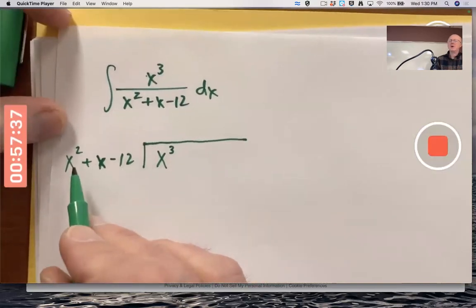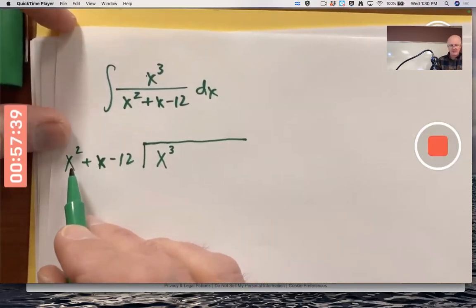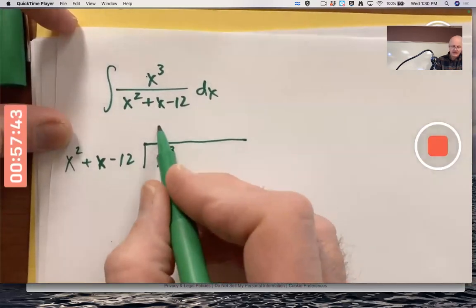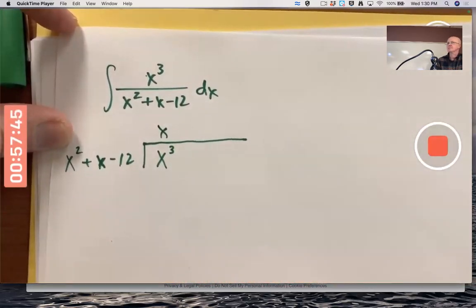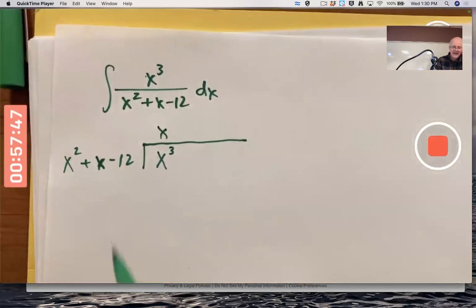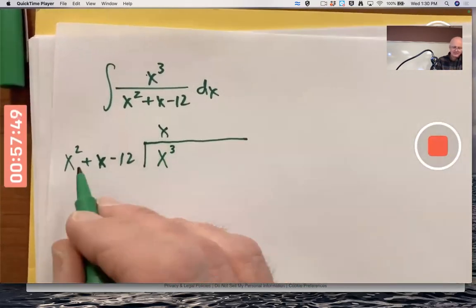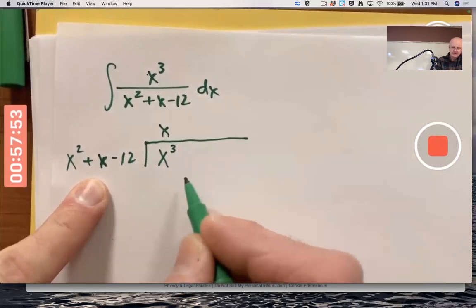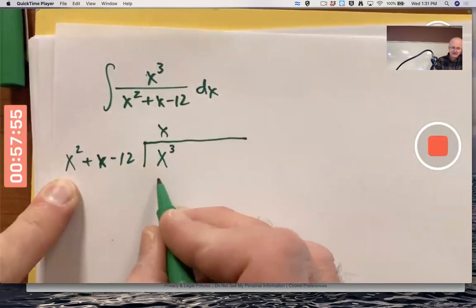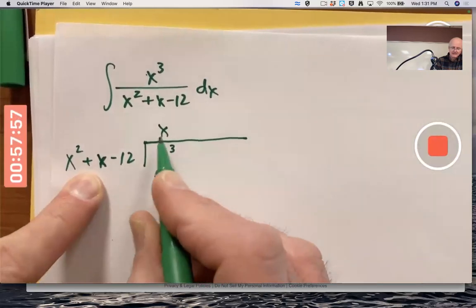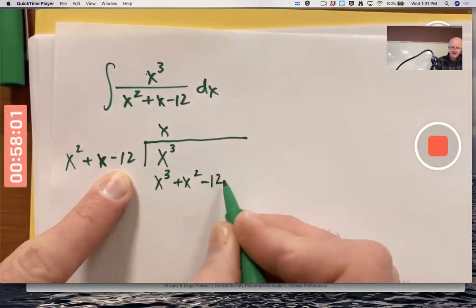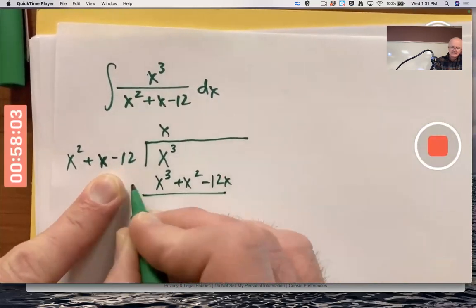I need to ask, what do I multiply x squared by, the highest power by, to get x cubed, the highest power there? I need to multiply by x. Put the answer up there. Then take that x and multiply times each term here, putting the answer down there underneath the x cubed. X times x squared is x cubed. X times x is x squared. X times negative 12 is negative 12x. Then subtract.